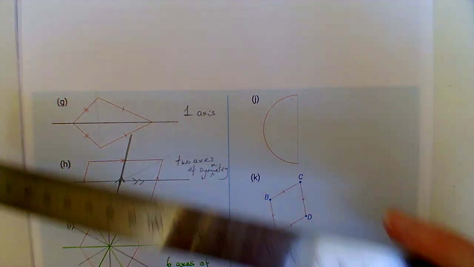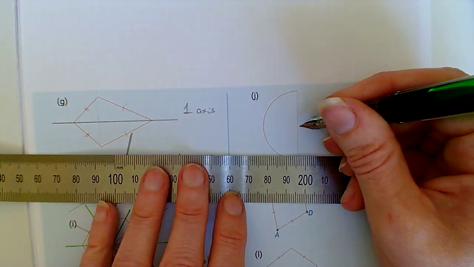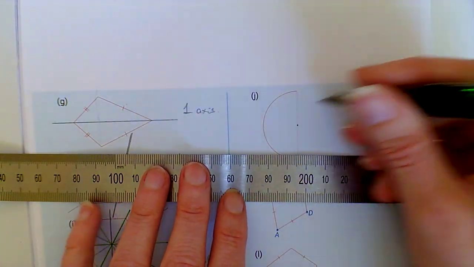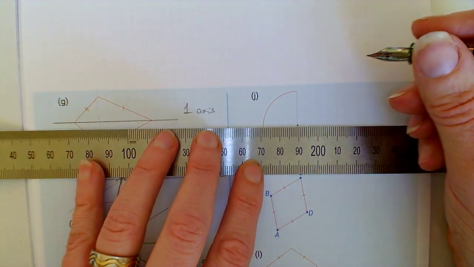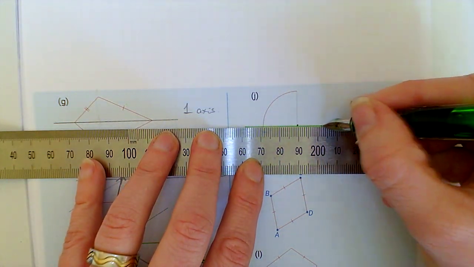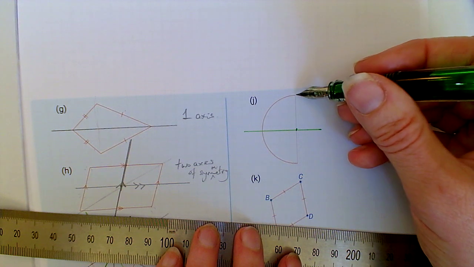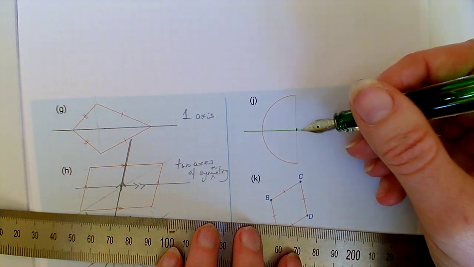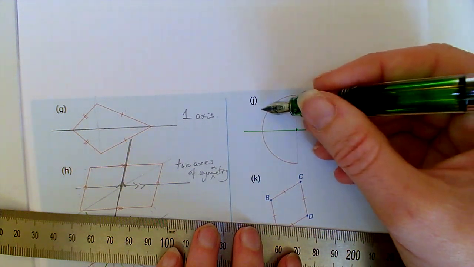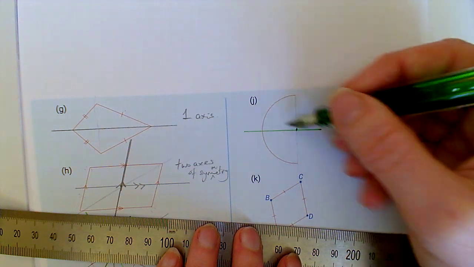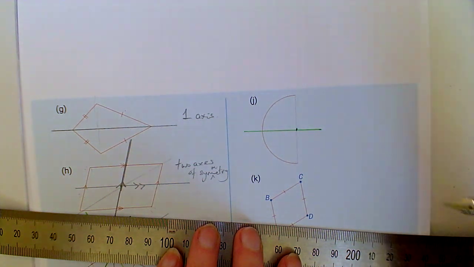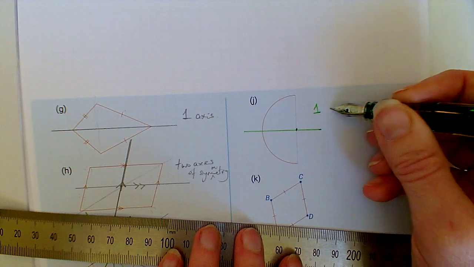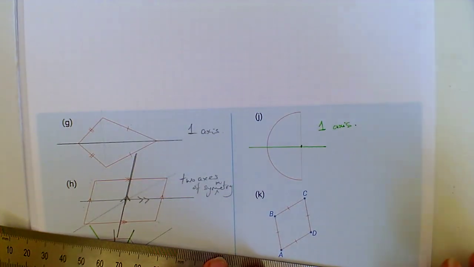Okay, my semicircle, again, if it has an axis of symmetry, it's going to go through the center of the shape. And we definitely do have one here through the halfway point. That will give me a mirror image, but there's no other line that I can draw through the center that's going to cut that into mirror images. So this just has one axis of symmetry.